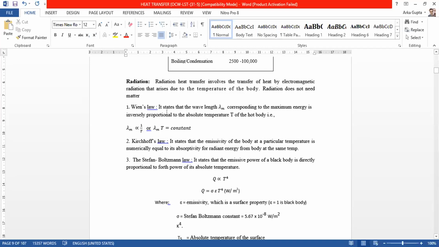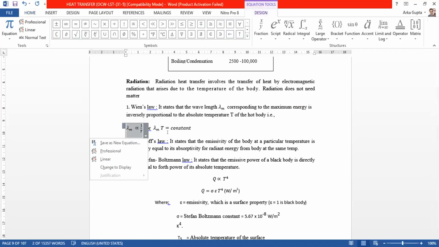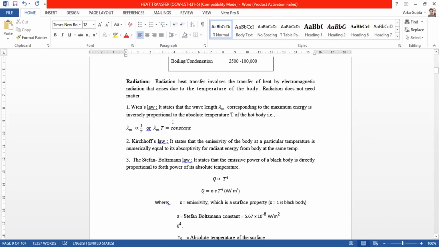First, Wien's law. It states that the wavelength corresponding to the maximum energy is inversely proportional to the absolute temperature of the body. So lambda max is proportional to 1 by T, and lambda max into T is equal to a constant. So the wavelength is inversely proportional to the absolute temperature of the body.